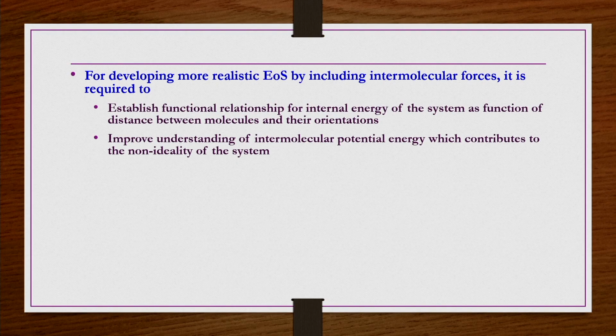So, when you want to know the overall intermolecular potential for any kind of system, what do you have to do? You have to average over all possible orientations and all possible relative distances between two molecules for which there exists intermolecular potential. Further, you need to improve understanding of intermolecular potential, which contributes to the non-ideal system. So, what is this intermolecular potential? This is the topic of the day for us.